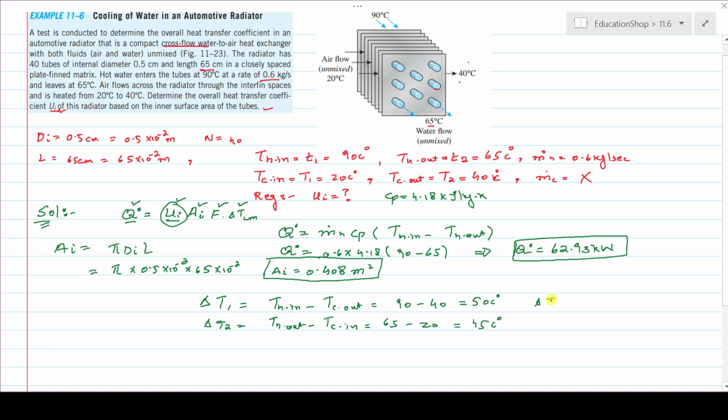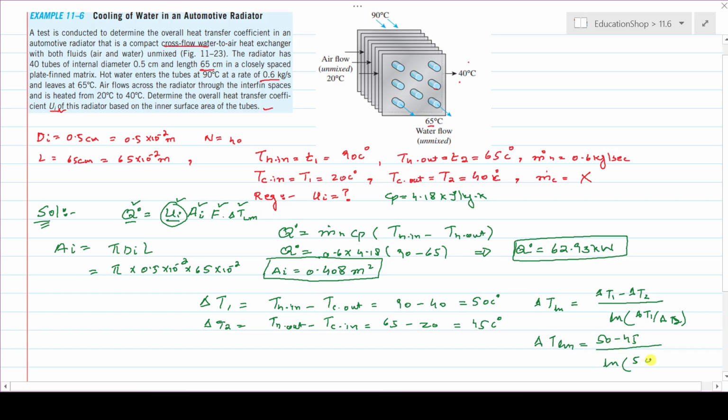Then the log mean temperature difference is delta T Lm, that is equal to delta T1 minus delta T2 divided by ln of delta T1 divided by delta T2. Now put the values, just simple, that is 50 minus 45 divided by ln of 50 divided by 45. Solve this on a calculator and it will give you the log mean temperature difference value, that is 47.5 centigrade.